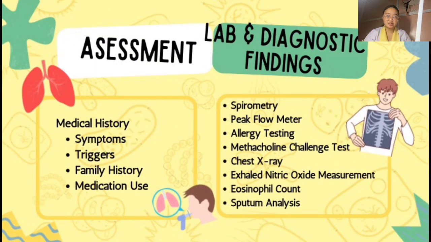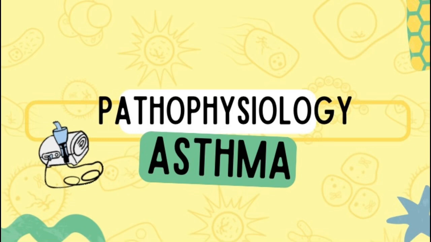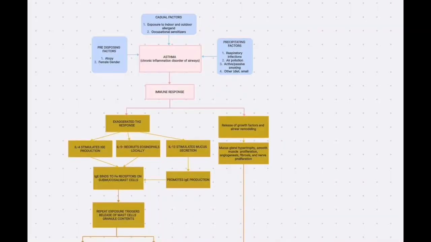Now let's proceed to the assessment and diagnostic findings in asthma. This outlines the key components of the assessment and diagnostic process for asthma. Let's discuss the highlight of this topic, which is the pathophysiology of asthma. The pathophysiology of asthma is a complex interplay of genetic, environmental, and immunological factors, leading to airway hyperresponsiveness and inflammation. First, we have the predisposing, causal, and precipitating factors.